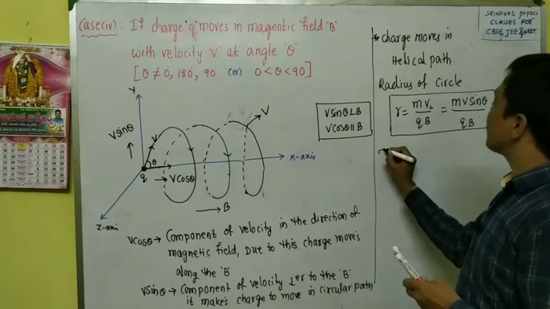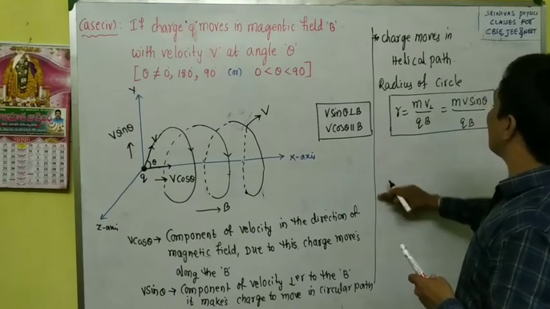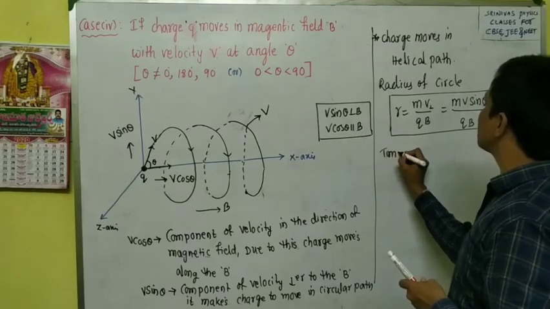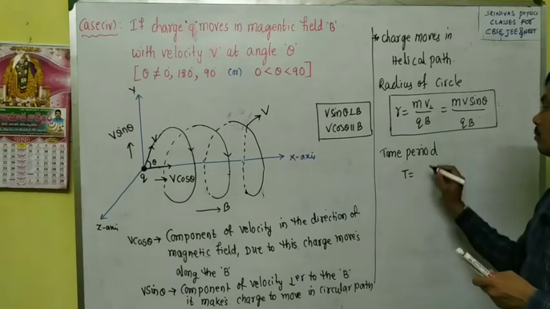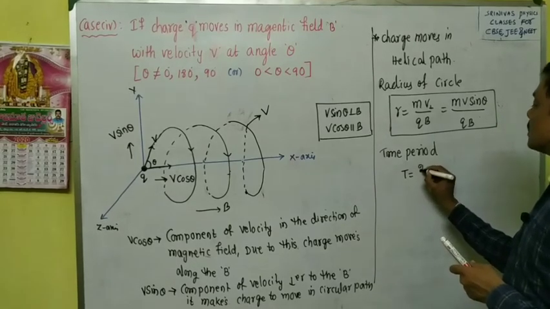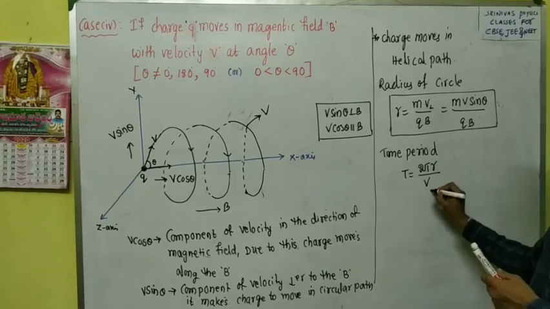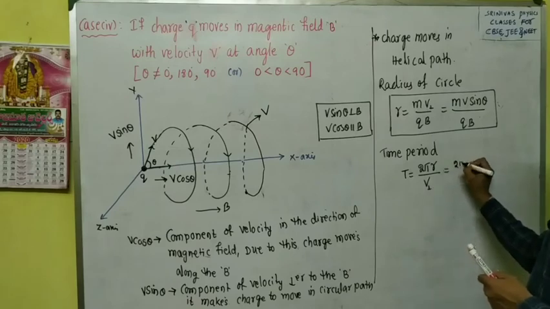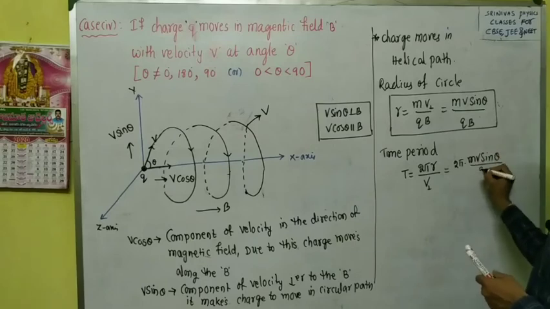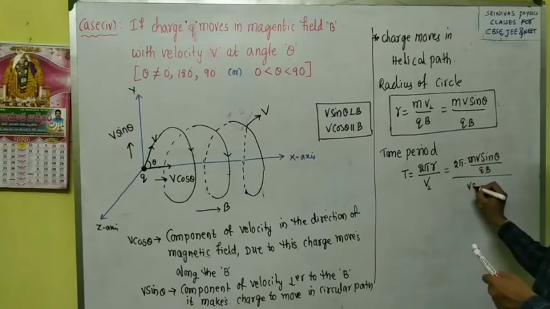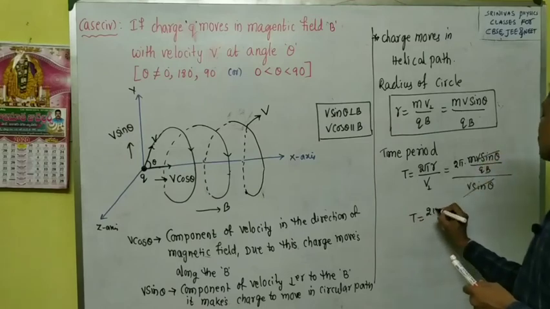Now let's write the time period formula. What is the time period here? One formula for the time period is 2 pi by omega. Another way: the time period for one rotation is distance by speed, where distance is 2 pi r and speed is v. Here, for the perpendicular case, we write 2 pi r as mv sin theta by qB, divided by v perpendicular, which is v sin theta. Here this will cancel, and we again get the time period as 2 pi m by qB.